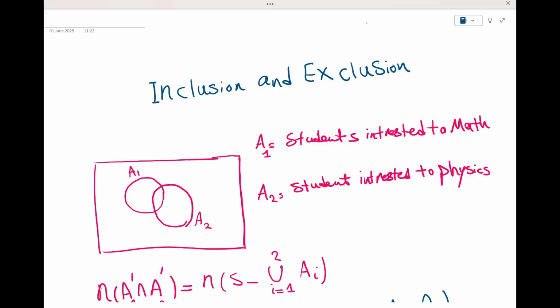In this section we're going to discuss inclusion and exclusion. In the first step, let me explain the formula, and in the second part, let's go to the applications.